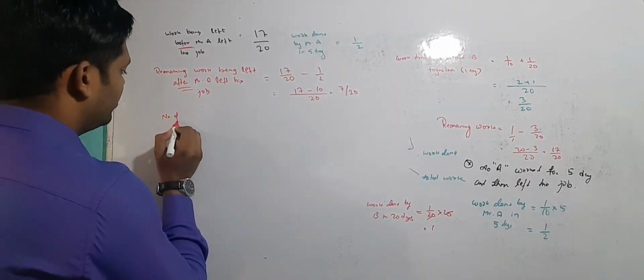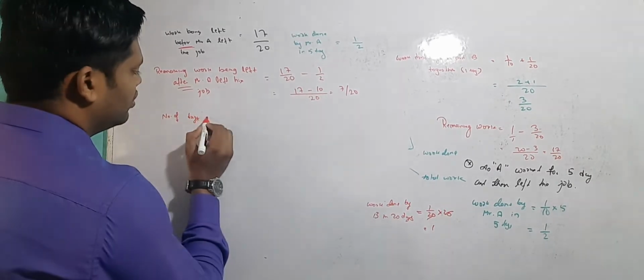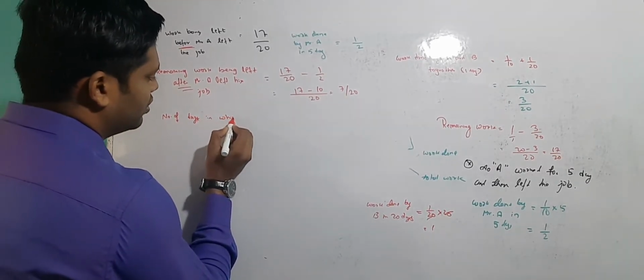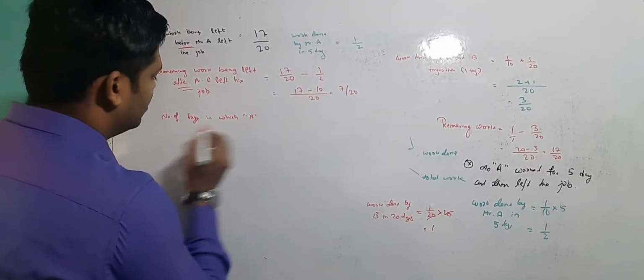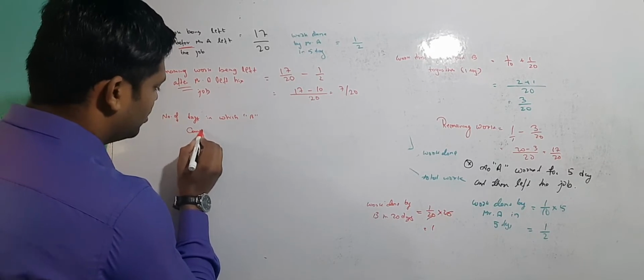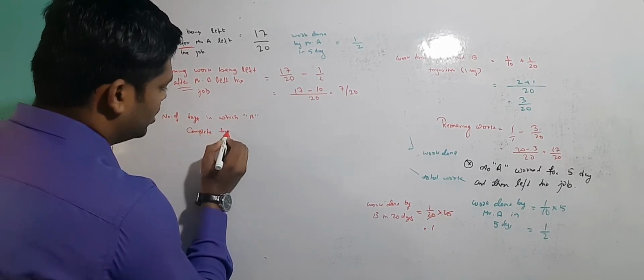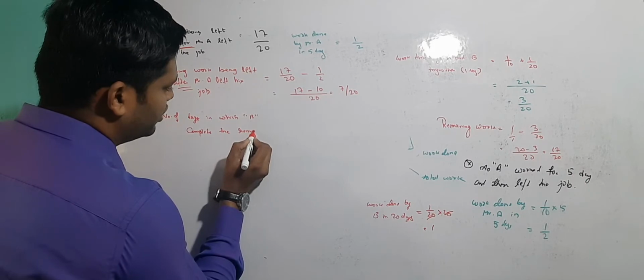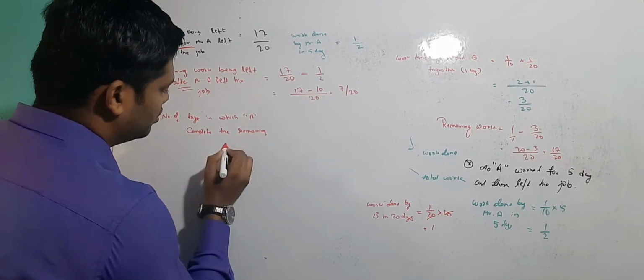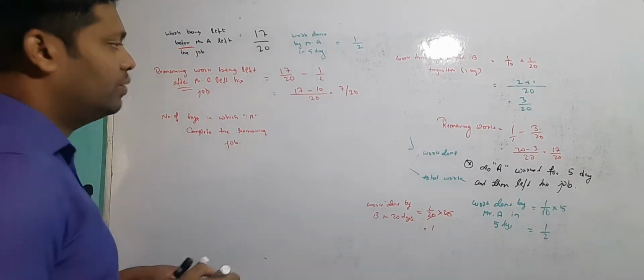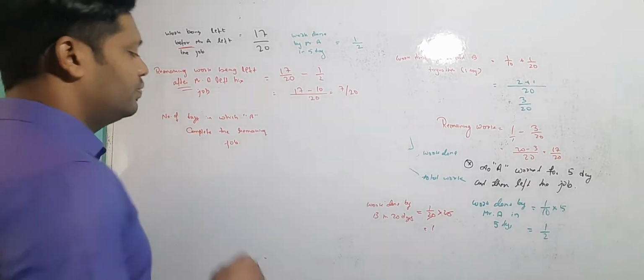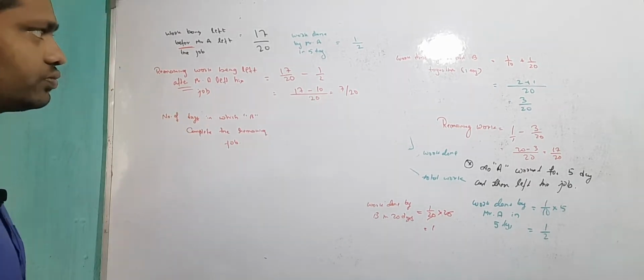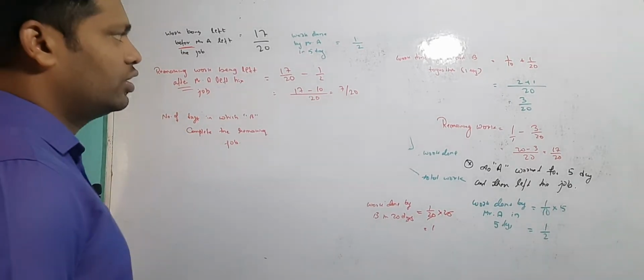Number of days in which Mr. B will complete the remaining job, na? Remaining job. Remaining job is how much? So 7 by 20. So in how many days will he complete?